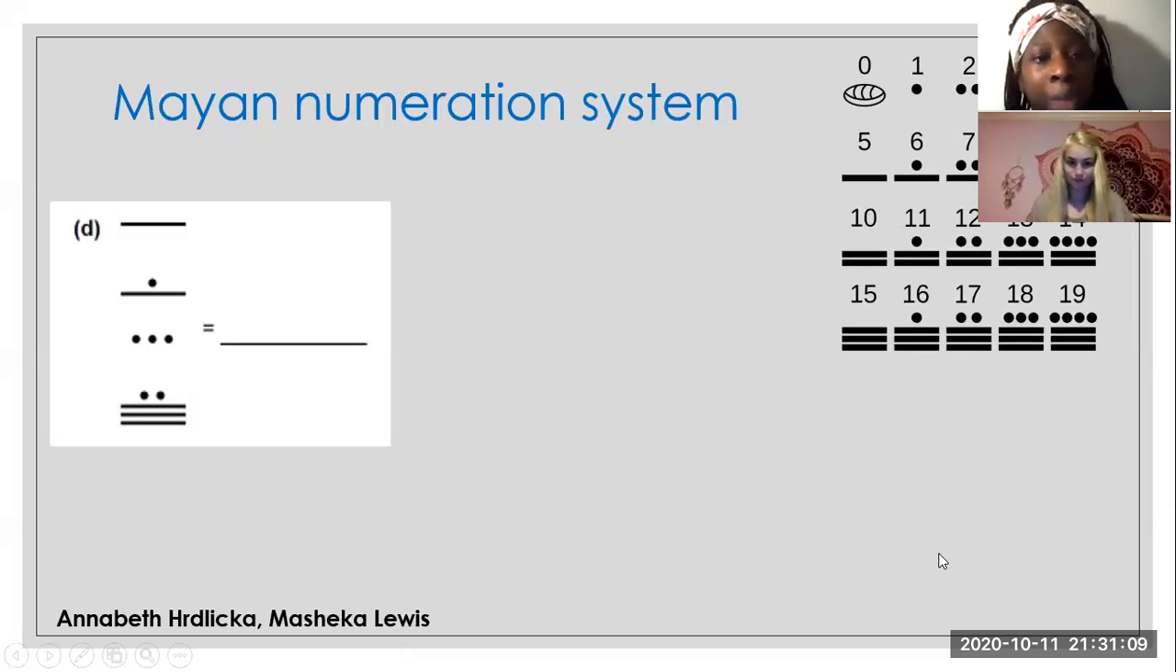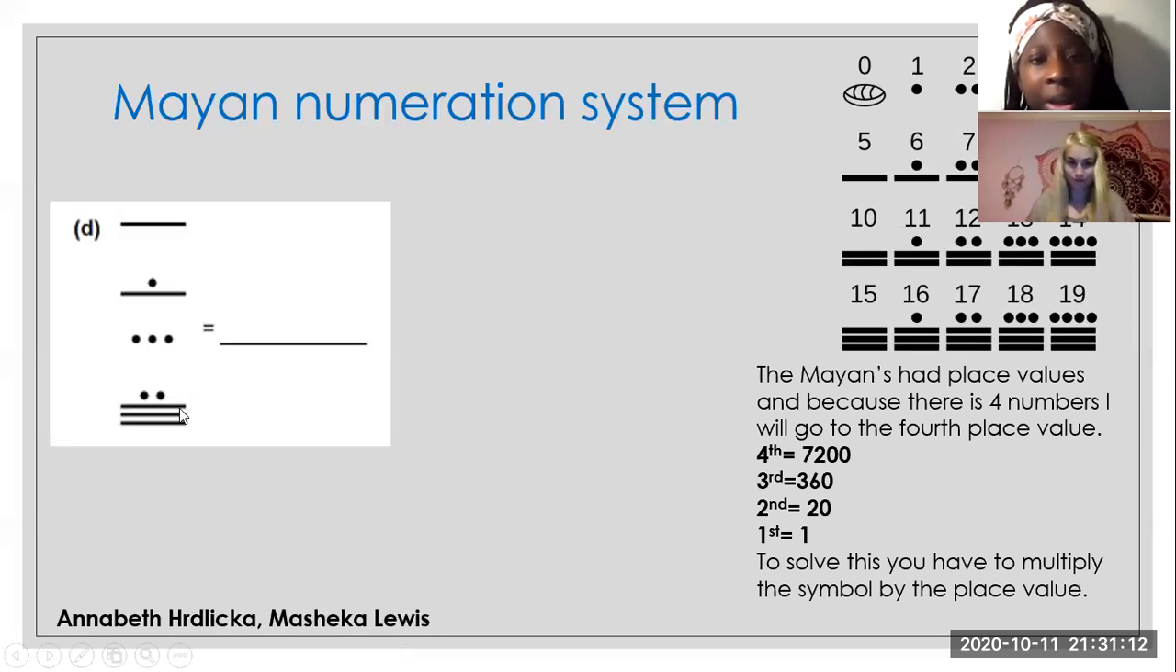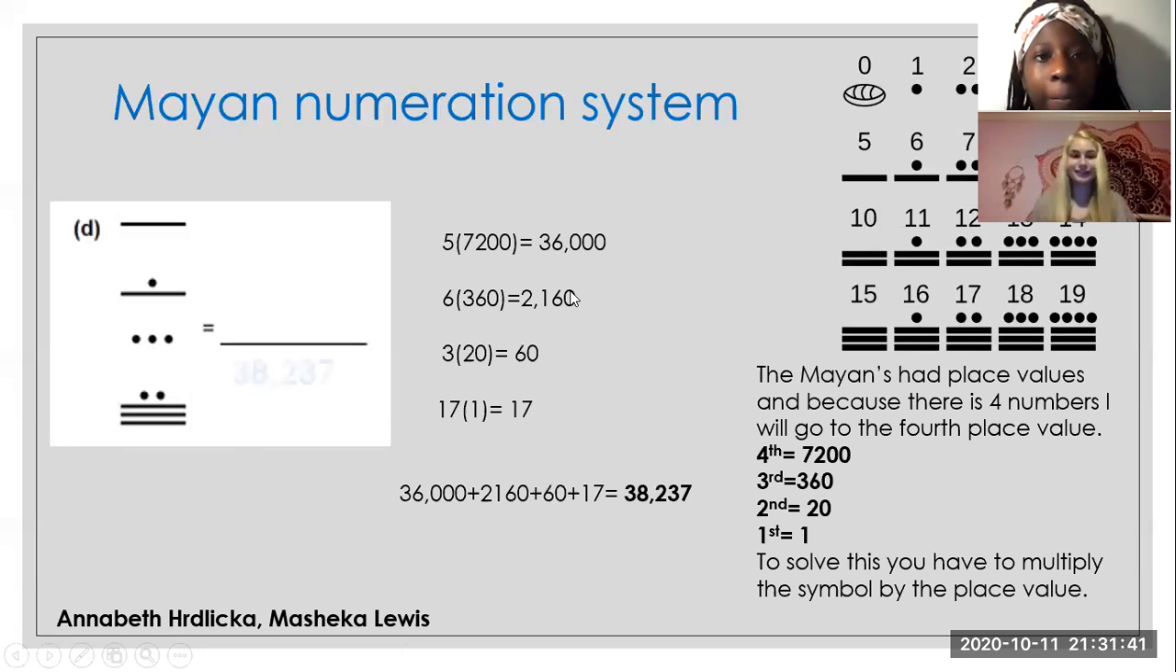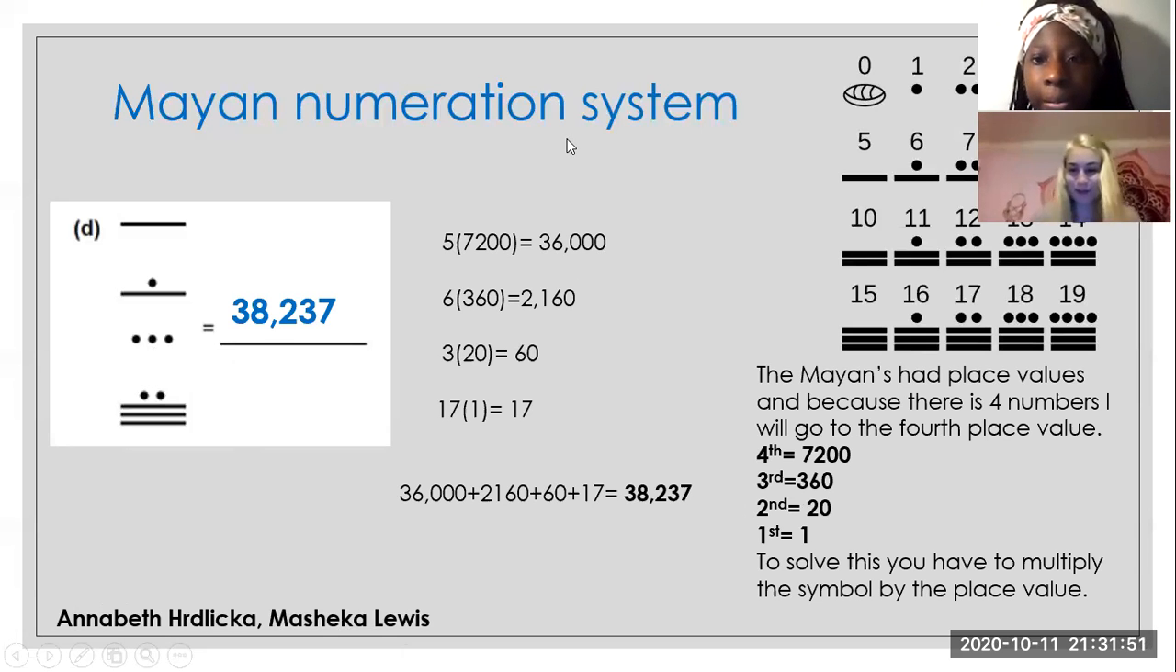So you go top to bottom. The top is the fourth place, the bottom is the first place. So you'll look here, it says 5 for that. So 5 times the fourth place, which is 7,200. And then you keep going, which is 6 times 360, and keep going down. Then you just add them all together like the regular number system. Okay, cool. Thank you. That one's a lot harder, but I do prefer the two-symbol one for sure.